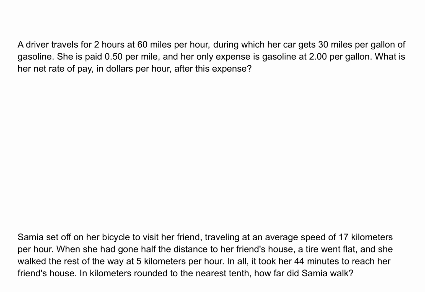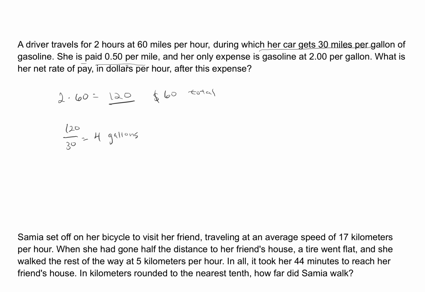So maybe for this problem, we should start by looking at how many miles she drives, right? So it's 2 hours times 60 miles per hour, which is 120 miles total. And if she gets paid $0.5 per mile, that's $60 total. And her car gets 30 miles per gallon, so it's 120 miles over 30 miles per gallon, which is 4 gallons for the entire trip, right?